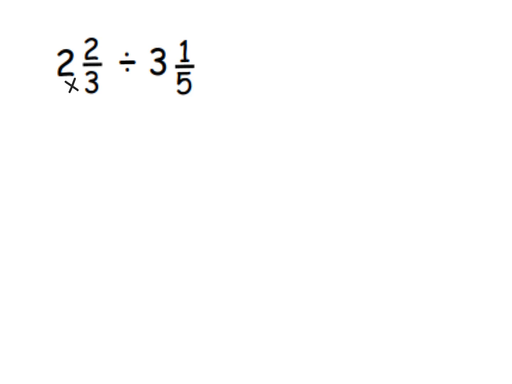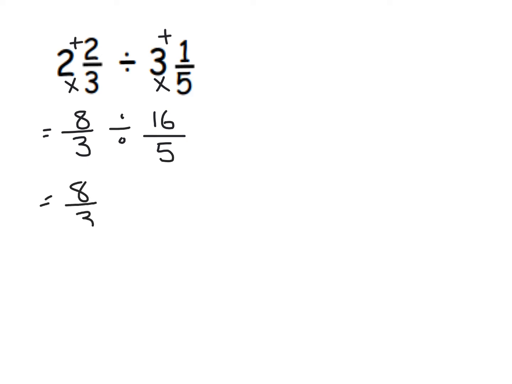So big times the bottom, 2 times 3 is 6, add 2 is 8, so 8/3, divided by, big times the bottom is 15, add 1 is 16, so I've got 16/5. So then we keep the first fraction, keep it, change it to a times and flip it. So 8 times 5, 3 times 16 is one option, but I can spot things that cancel. 8 and 16 are both in my 8 times table, so 8 divided by 8 is 1, 16 divided by 8 is 2. And that leaves my question as, top line, 1 times 5 is 5, 3 times 2 is 6.